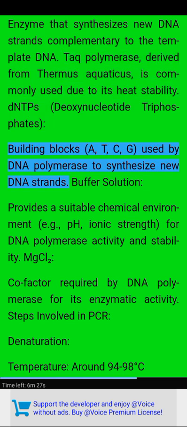dNTPs, deoxynucleotide triphosphates. Building blocks A, T, C, G used by DNA polymerase to synthesize new DNA strands. Buffer solution. Provides a suitable chemical environment, e.g., pH and ionic strength, for DNA polymerase activity and stability. MgCl2. Cofactor required by DNA polymerase for its enzymatic activity.